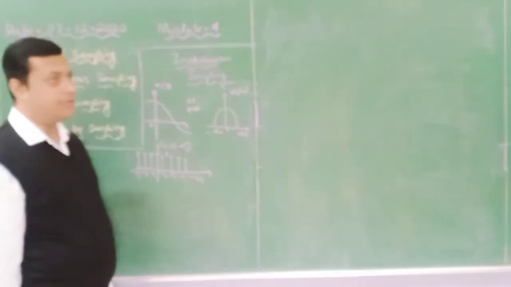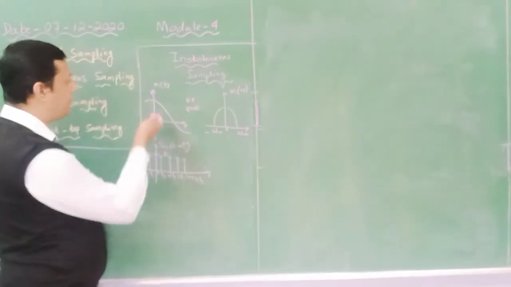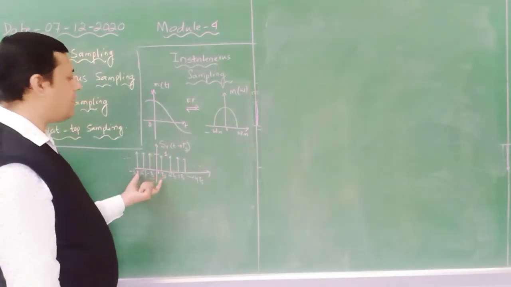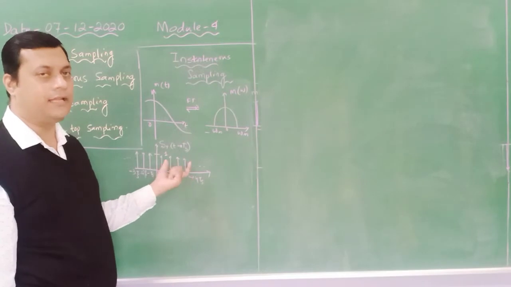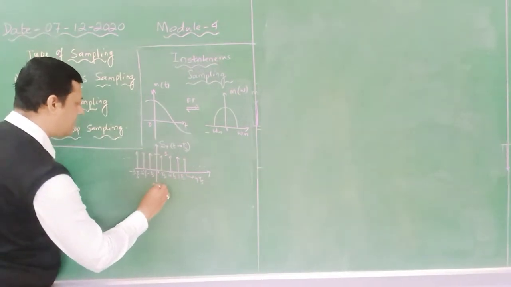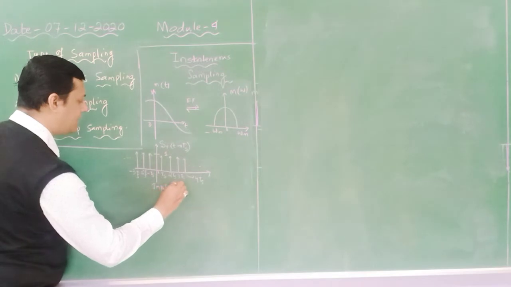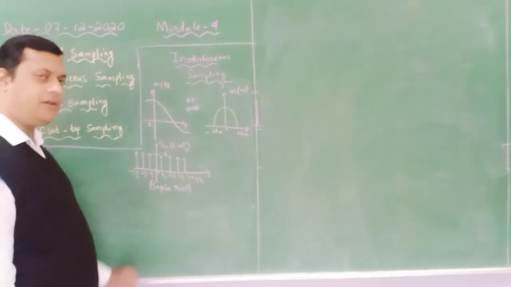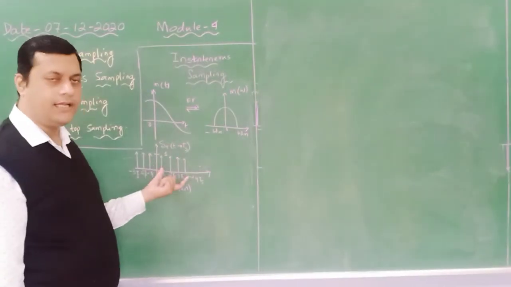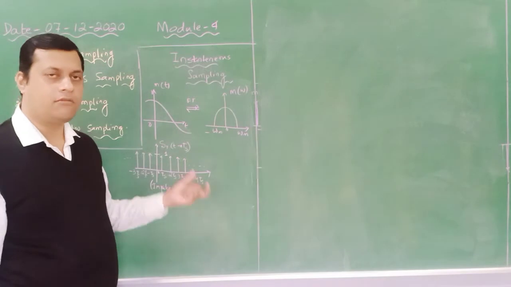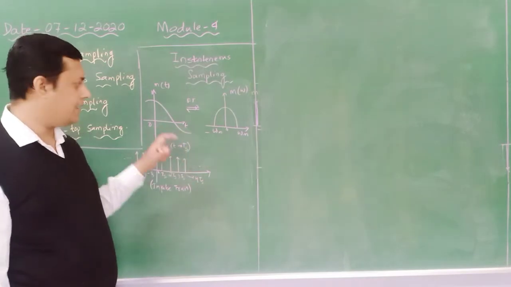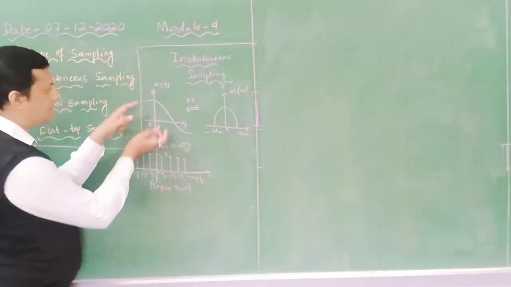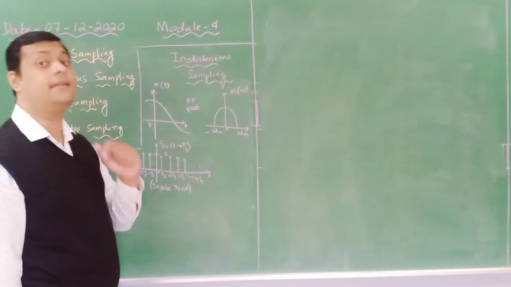Amplitude is 1. Now when you multiply these two components, this is your instantaneous sampled signal. The impulse train is periodic in nature. At a regular interval of time Ts, it repeats. And it has a uniform amplitude, that is 1. Now when you multiply these two components, you will get your instantaneous sampled signal.